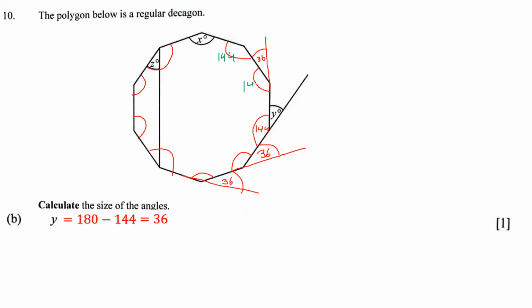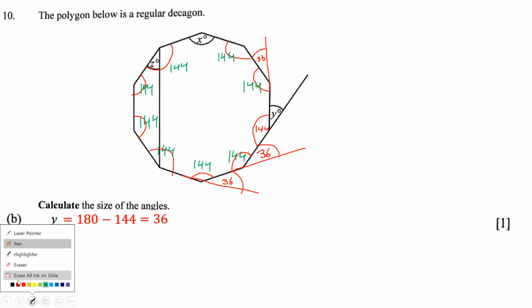All of these are 144. We just calculate that. This is 144, this is 144, this is 144. All of the interior angles are 144. And this whole thing right here, which C is a part of, is 144. These are what we call the interior angles of this polygon.